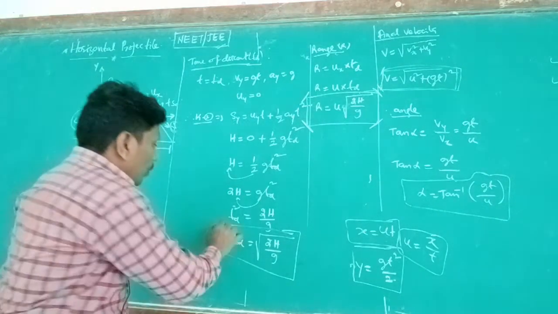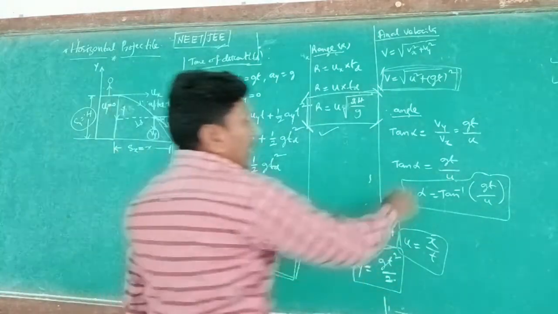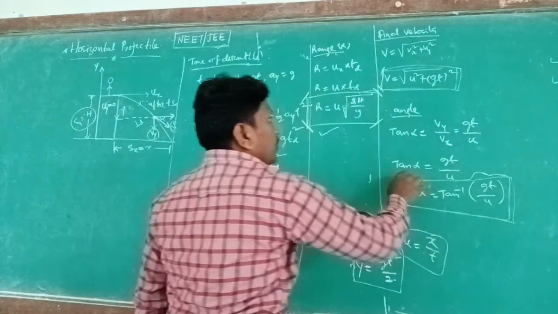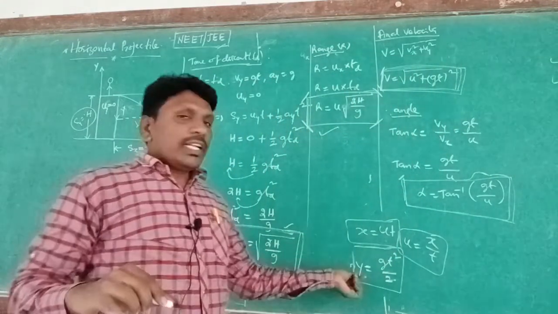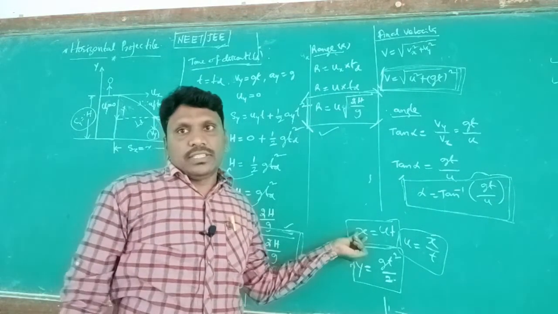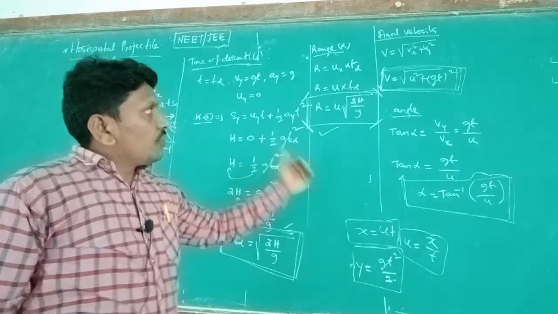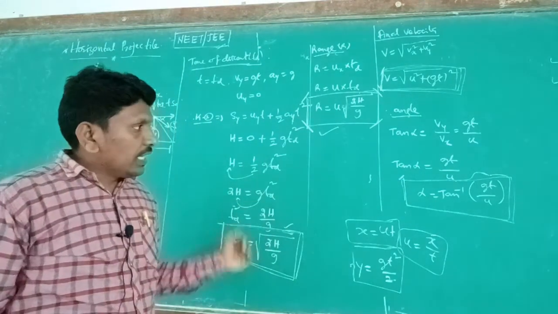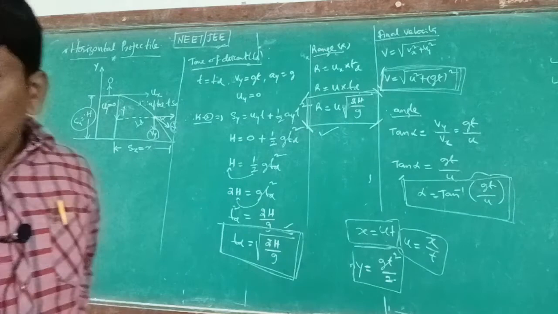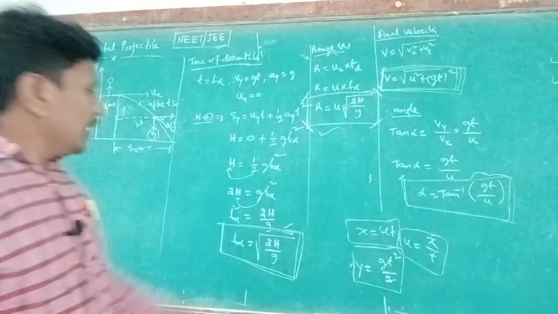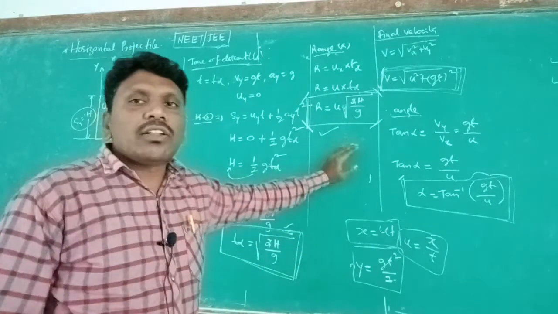Remember, the time of descent formula is this one, the range formula is this one, the angle of the horizontal projectile is this one, and the final velocity of the horizontal projectile is this one, with its vertical and horizontal components. Okay, so this is about the range and time of descent. Based on this, we can solve many problems.